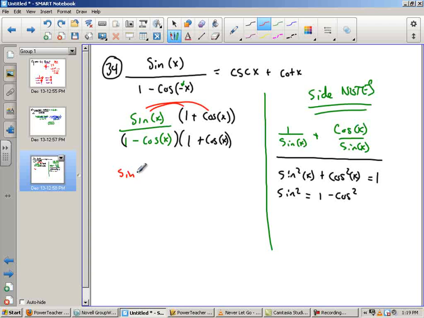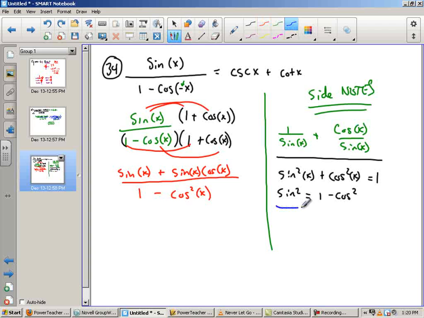1 times sine x is sine of x. I'd be adding sine of x times the cosine of x. That'll all be divided by, well, let's FOIL here. We only have to do the F and the L because they're conjugates. 1 times 1 is 1. A negative times a positive is negative. And cosine times cosine is cosine squared of x. All right, so that's what I did to get to this line.